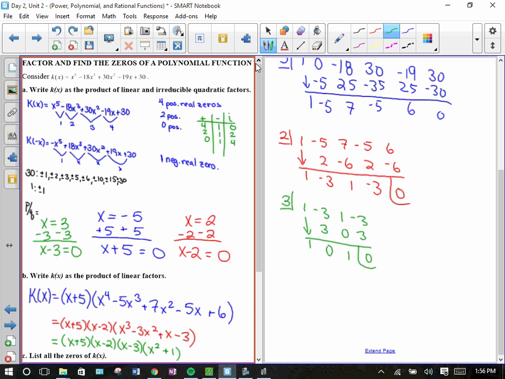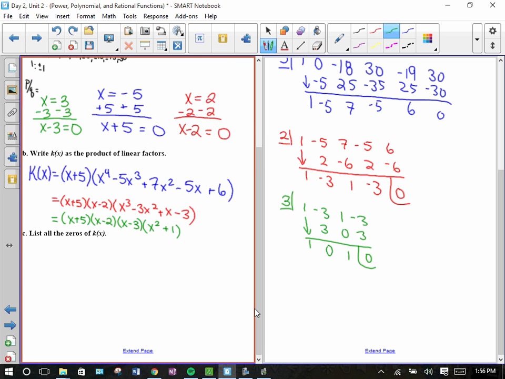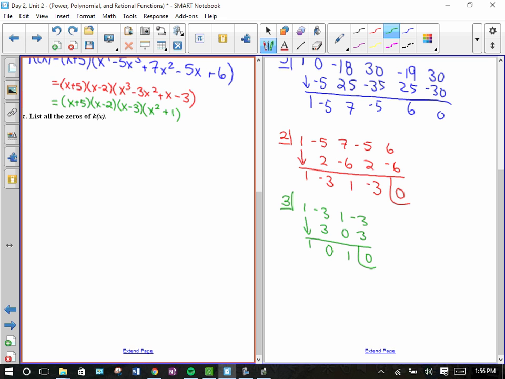Now, how can we confirm that? Well, we can confirm that by taking a look at what we have now. We just find all the zeros. If we were given this, find the zeros, we would set x plus 5 equal to 0. That would give us x equals negative 5. X minus 2 equals 0 would give us x equals positive 2. X equals positive 3. And then we set x squared plus 1 equals 0. Here's the issue. I start solving this. X squared equals negative 1. Okay? It's the square root.